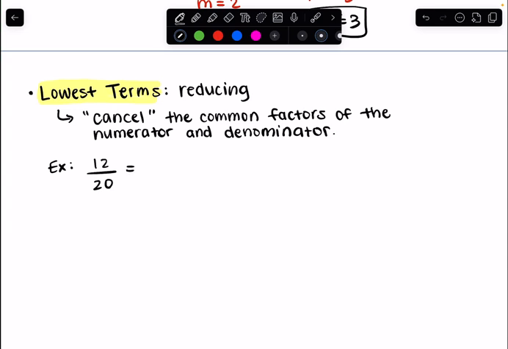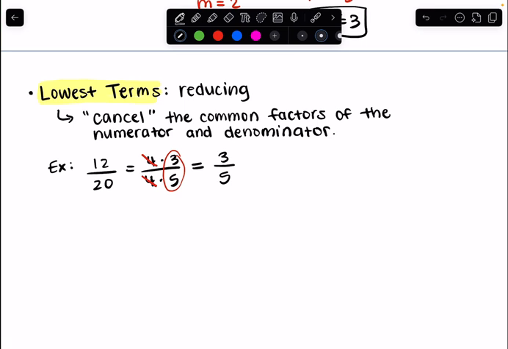Well, I know that I could divide the top by 4 and the bottom by 4. So I know 4 times 3 gives you 12, 4 times 5 gives you 20. And so here, if I were to reduce this or cancel something out, I notice that my 4's cancel out, and all you're left with is that 3 over 5. Okay, and that's what it is in the lowest terms.